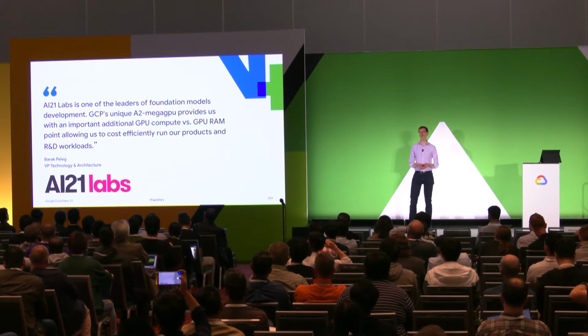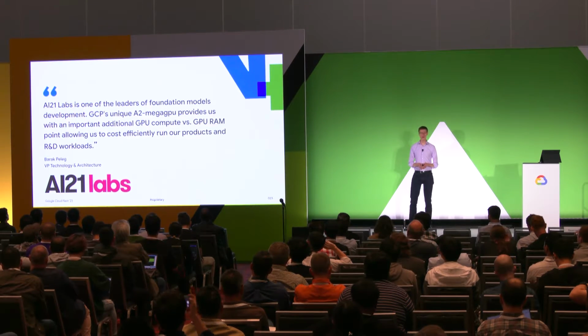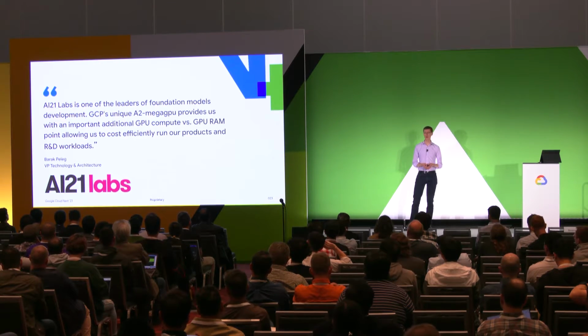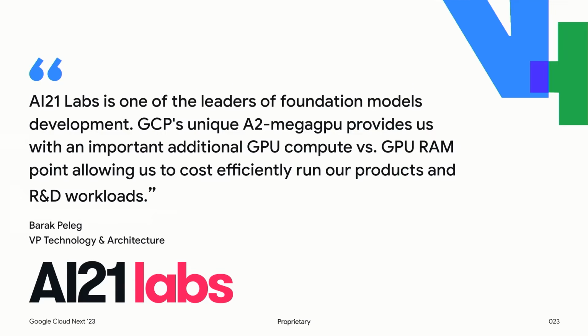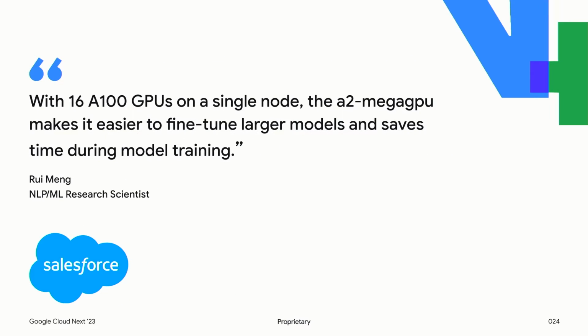AI21 Labs is one of the leaders in developing foundation models. They have found that the A2 Mega helps them cost-efficiently run their products and R&D workloads because of the A2 Mega's unique configuration of 16 A100 GPUs. Salesforce AI Research found that A2 Mega makes it easier to fine-tune large models and saves time during model training.